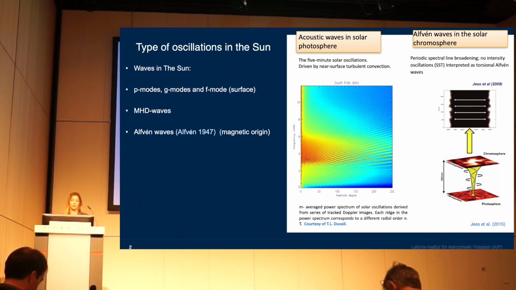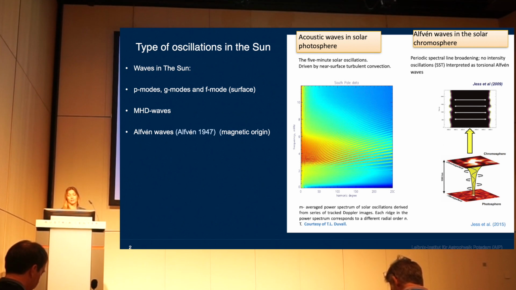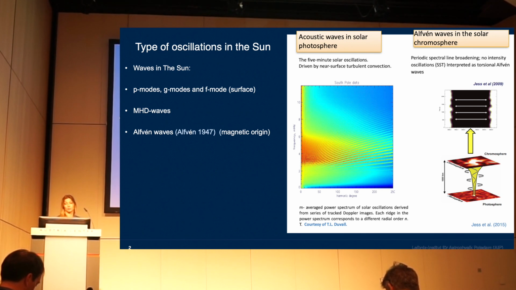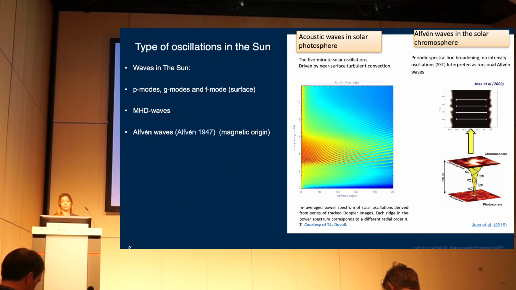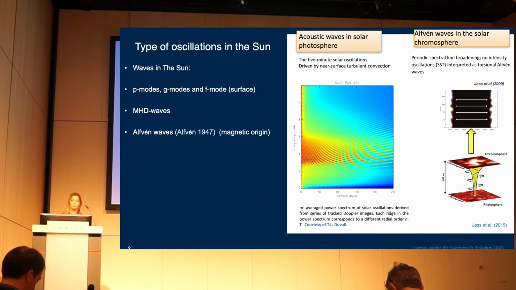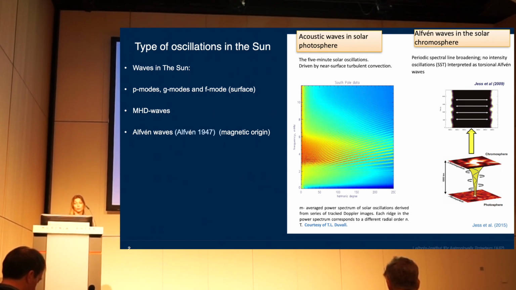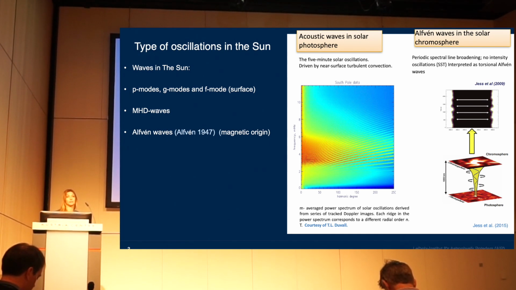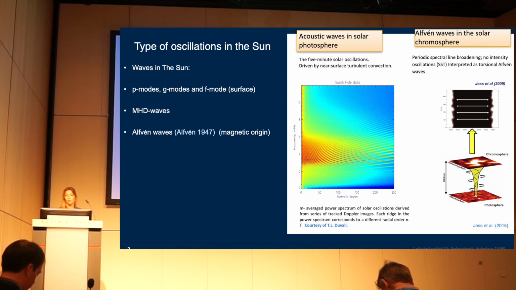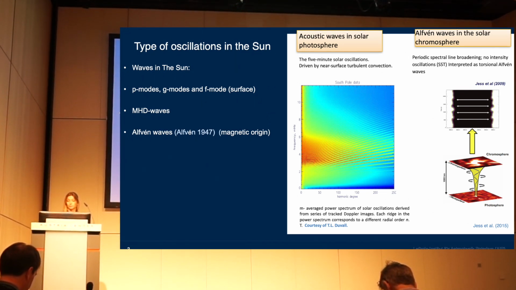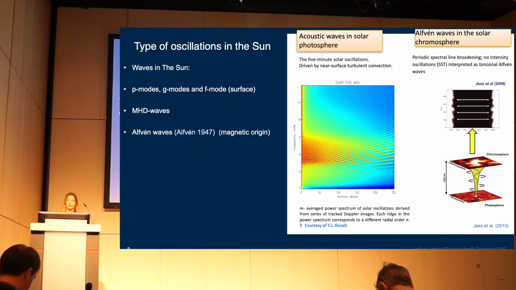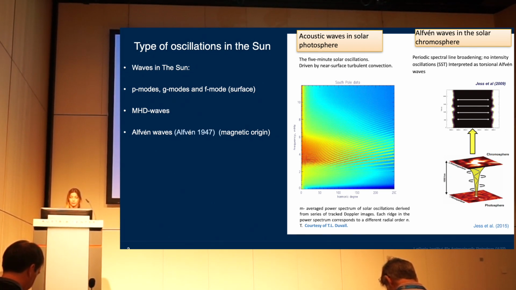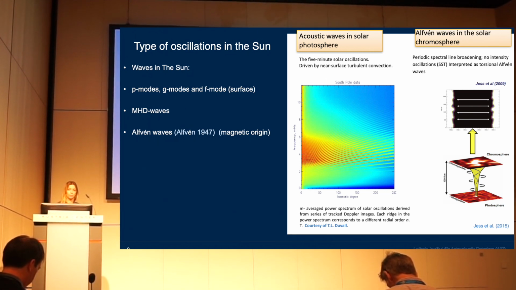However, in the chromosphere, the waves change their nature, I would say, and then we observe more MHD waves and Alfvén oscillations. These periodic oscillations can be detected, for instance, by line broadening. And when there are no intensity oscillations, we can interpret it as torsional Alfvén waves. We have some data showing how they propagate from the photosphere to the chromosphere, and this was already published by some colleagues a long time ago.